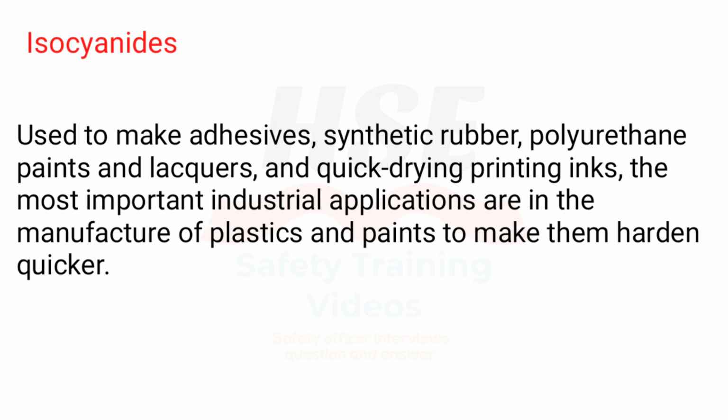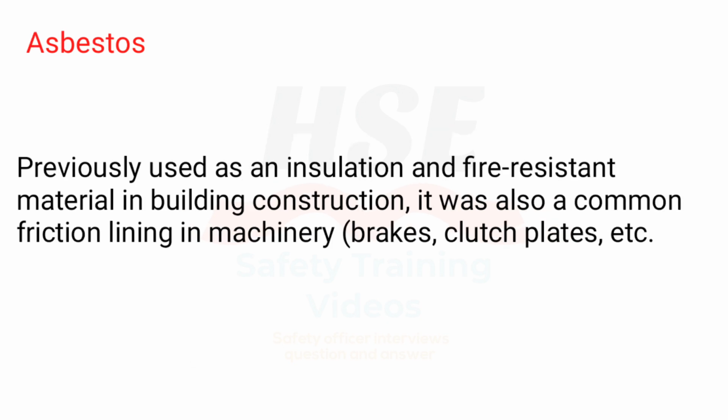Isocyanates. Used to make adhesives, synthetic rubber, polyurethane paints and lacquers, and quick-drying printing inks. The most important industrial applications are in the manufacture of plastics and paints to make them harden quicker. Asbestos. Previously used as an insulation and fire-resistant material in building construction, it was also a common friction lining in machinery, brakes, clutch plates, etc.